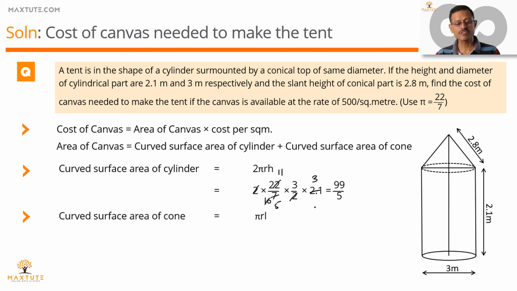For a cone, the curved surface area is pi rl, where L is its slant height. I'm going to again run through this calculation meticulously. 22 by 7 into 3 by 2 into 2.8. This number is 4 times 0.7. This number is 10 times 0.7. The 10 gets cancelled with the 4 to leave us with a 5 in the denominator and 2 in the numerator. 2 gets cancelled with this. So what do we have? 22 into 3 by 5, which is 66 by 5. Always do calculations this way.